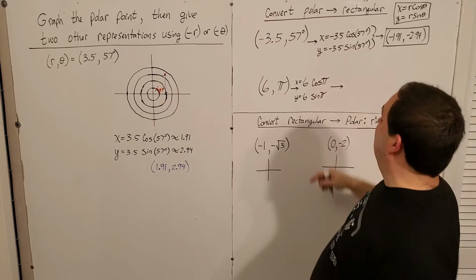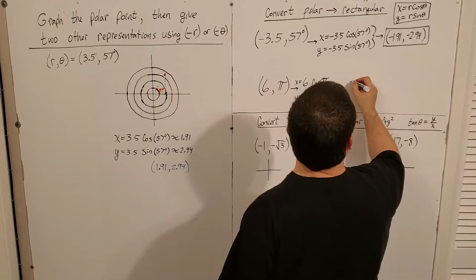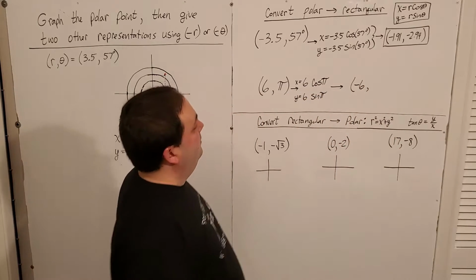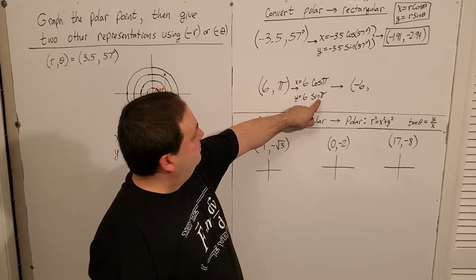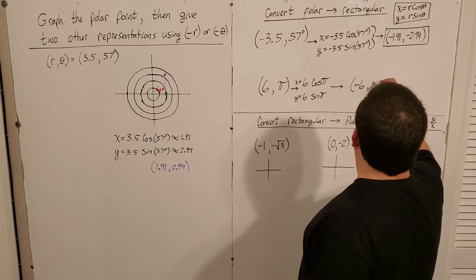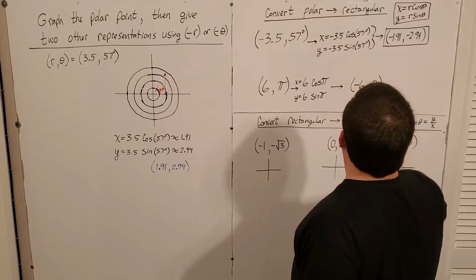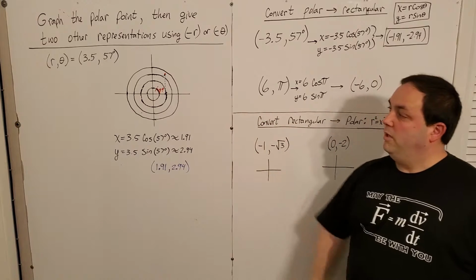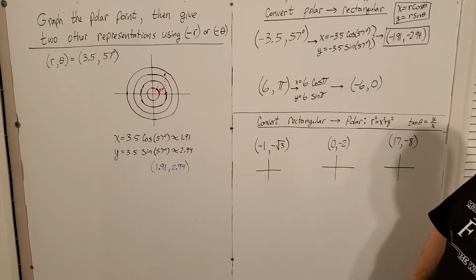Cosine of pi is negative 1. So negative 6, because it's negative 1 times 6. And then sine of pi is 0. So 0 times 6 is 0. Notice I'm getting negative 6, 0, which is the point on the x-axis over there.